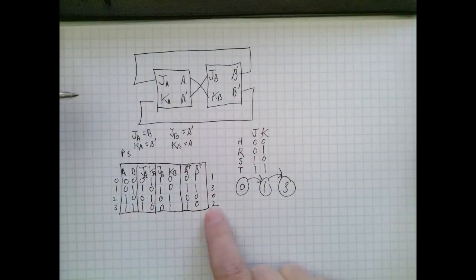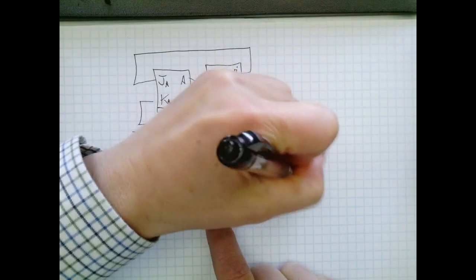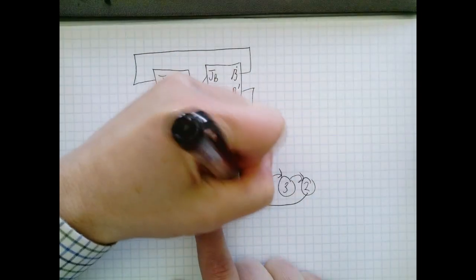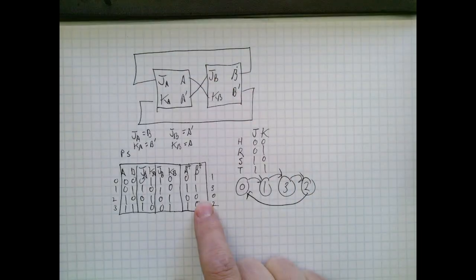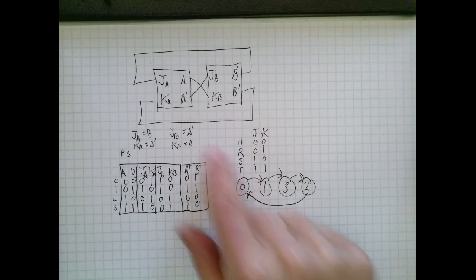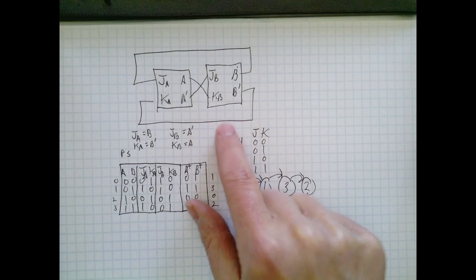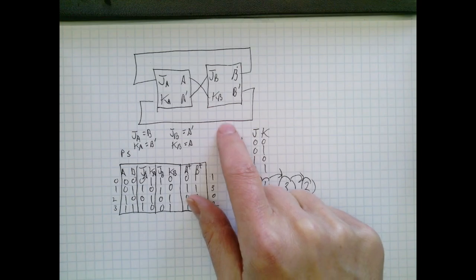And it says here 3 goes to 2. And it says here 2 goes back to 0. Bang, I'm done. I have reverse engineered a twisted ring counter. This here is what the Vice President of Boroughs, Robert Johnson, was talking about. This here is a twisted ring counter.